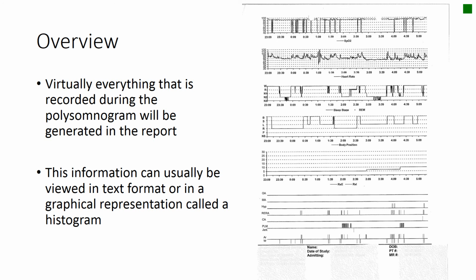Down here on the bottom, this is treatment. They started the patient on CPAP at some point during the night. And then down here is all their respiratory events. So OA is obstructive apneas, MA is mixed apneas, hypopneas, RERAs, central apneas, PLMs, and then arousals. And so you have a really good overview of what all occurred for that patient in the entire night.